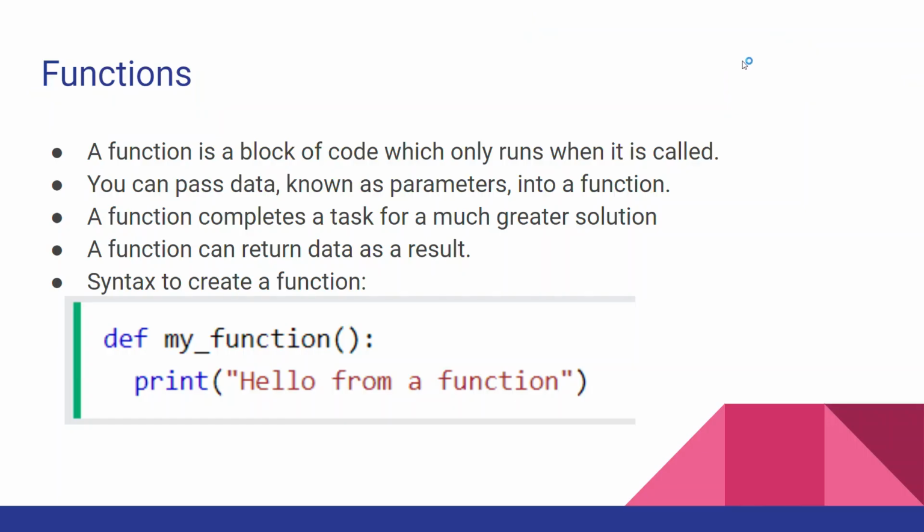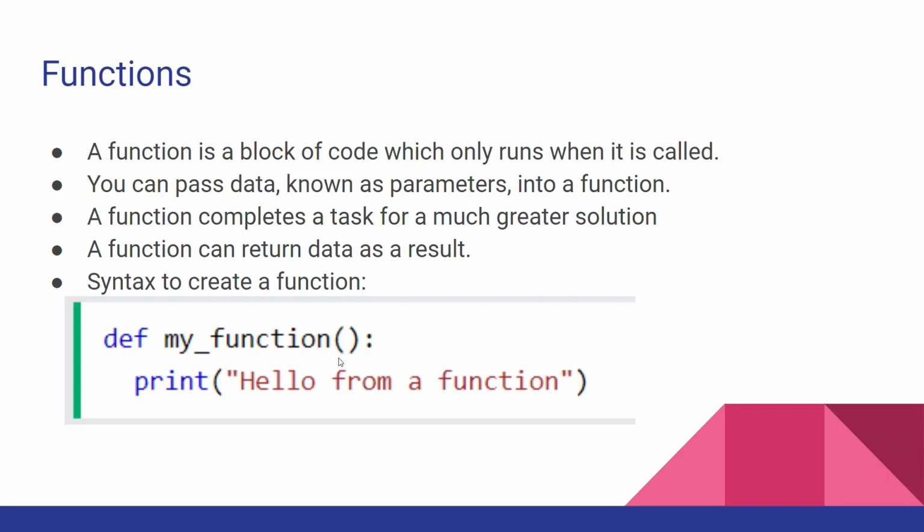Now we're going to learn about functions. So what are functions? A function is basically a block of code which only runs when it is called. You can also pass data into this function, known as parameters. Where would you put the names of these parameters? Well, you would put them inside of these parentheses. A function basically completes a task for a much greater solution, and it can also return data as a result, which can be stored in other variables in other functions that you might call it in.